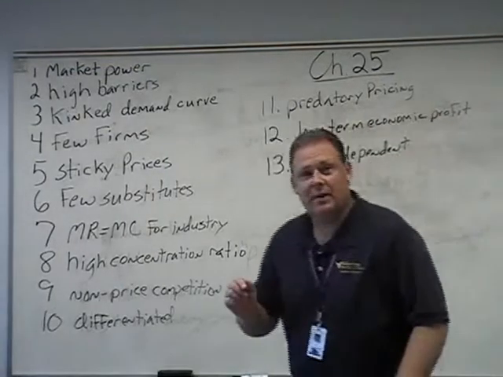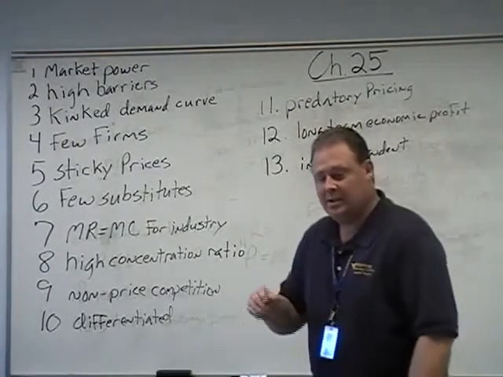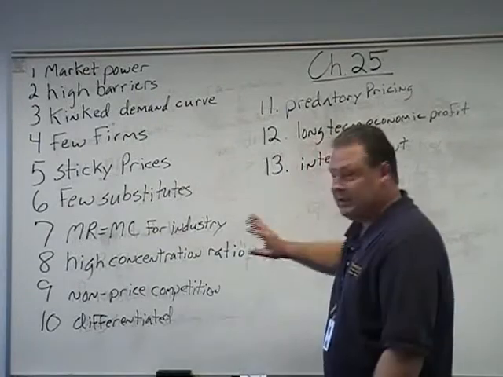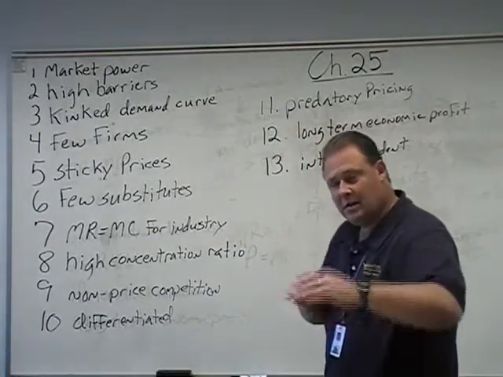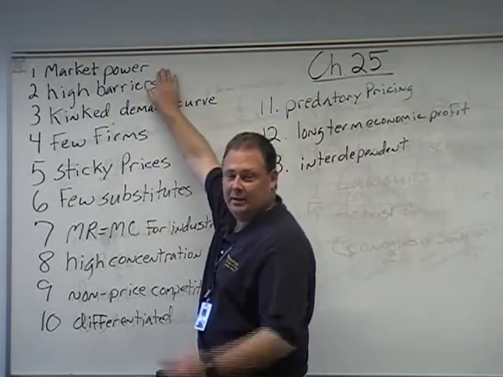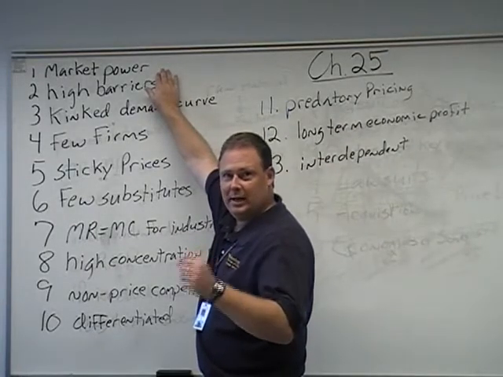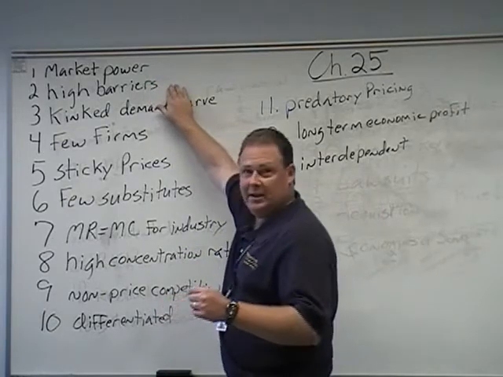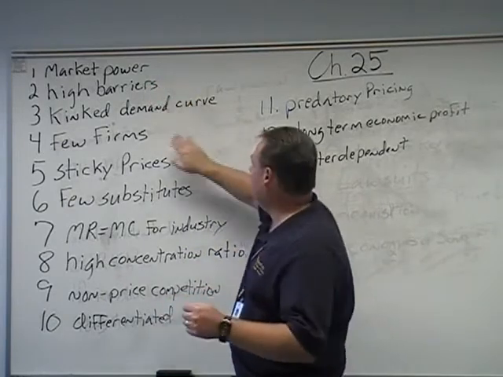Okay, in chapter 25, we're going to be talking about oligopolies. I want to start this by talking about the characteristics of oligopolies, then we'll start into the chapter. Market power, again, is the ability to affect market prices by altering output. Barriers to entry are very high in oligopolies.